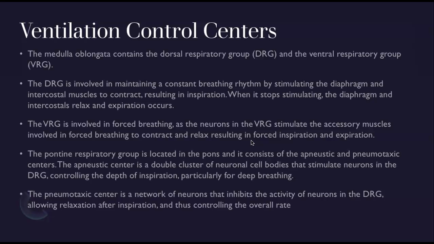So let's talk about the control centers. And anytime we talk about control centers, we're talking about parts of the brain, right? So I just said the medulla oblongata is where this happens, and it contains 2 control centers, the dorsal respiratory group, or DRG, and the ventral respiratory group, the VRG.